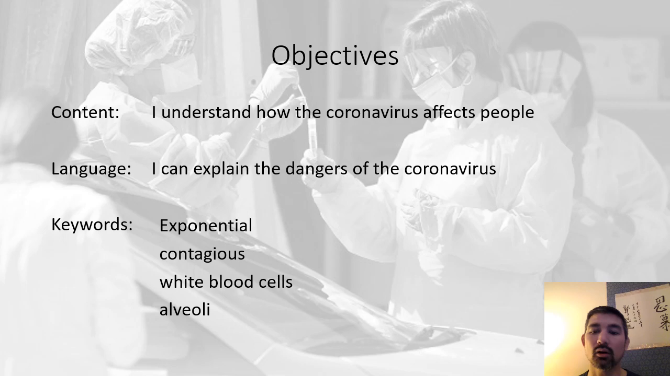Alveoli. Alveoli are the air sacs in your lungs where gas exchange happens. So when you breathe in, the air goes into your lungs, it branches off through all these bronchioles, and eventually it ends up in a place called alveoli. And at the alveoli, oxygen goes into your blood and carbon dioxide goes out of your blood.